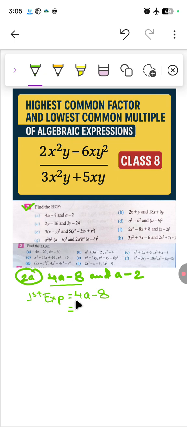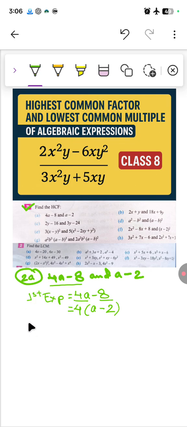So what do you see in between these two terms? 4 is common. 8 is 4 multiplied by 2. So 4 is common between these two terms. I'll take it as a common, and the remaining factors I'll write inside the bracket. This 8 has 4 and 2 in it. 4 is already out, then 2 will remain inside the bracket. When you multiply 4 into a, the previous result will come. 4 into minus 2, the previous result will come. Now this is the factor form for the first expression.